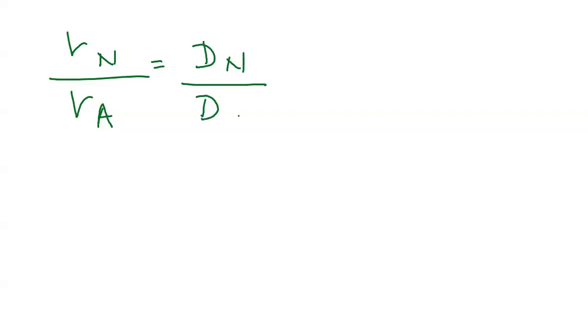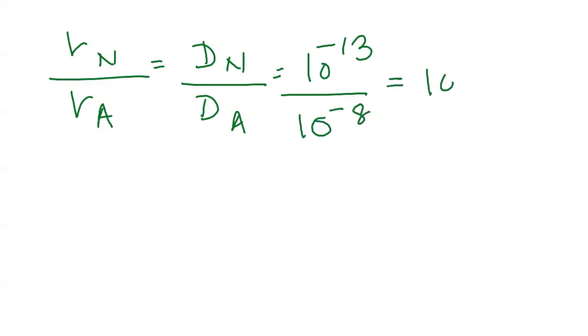So what we will say, we will write down that the ratio of the radius of nucleus to the radius of atom will be the diameter of nucleus divided by the diameter of atom. Diameter of nucleus is 10 raised to minus 13, diameter of atom is 10 raised to minus 8. This is in centimeters. So the ratio is 10 raised to minus 5.